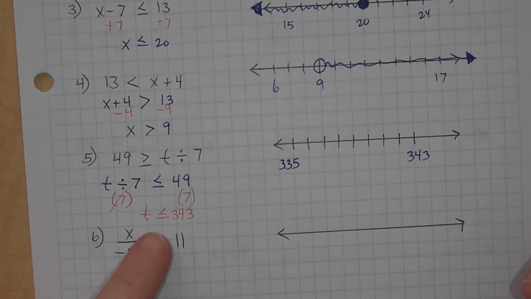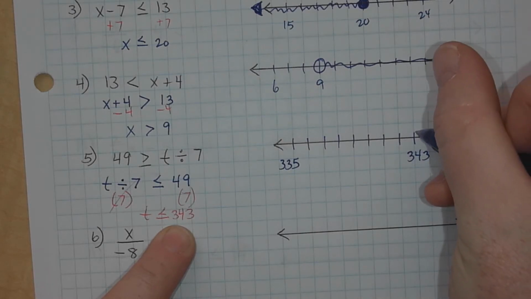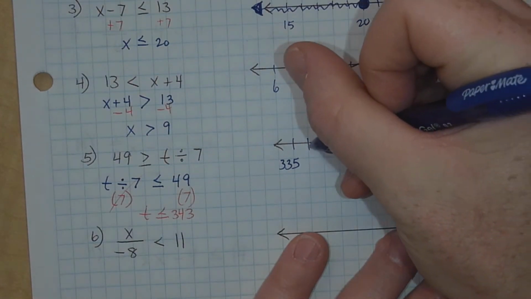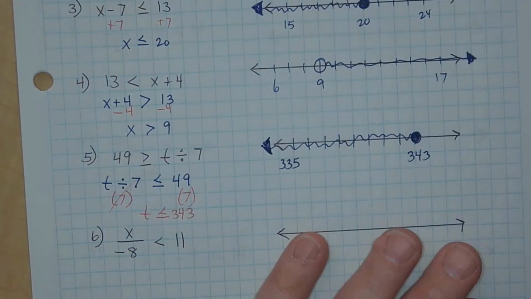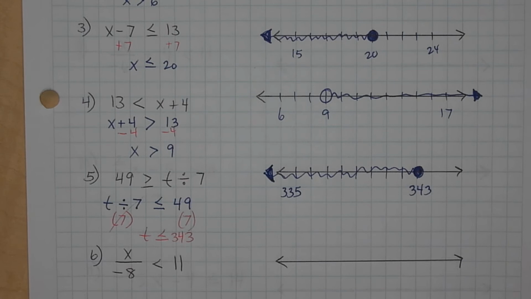And then you're going to do a filled-in circle because 343 can be less than or equal to, so it can be equal to. So this is going to be a filled-in circle, and it's going to go to the left. I'm not very good at going to the left, as you can tell. I kind of go off the line. Sorry about that. I'm much better going to the right, as you can tell.